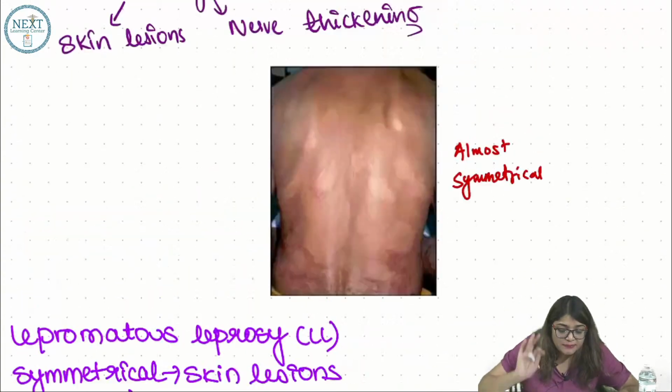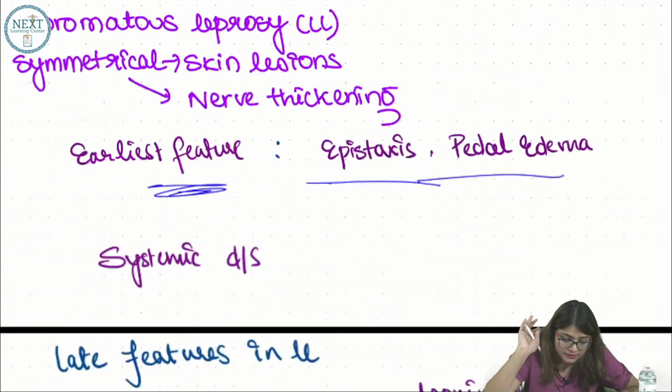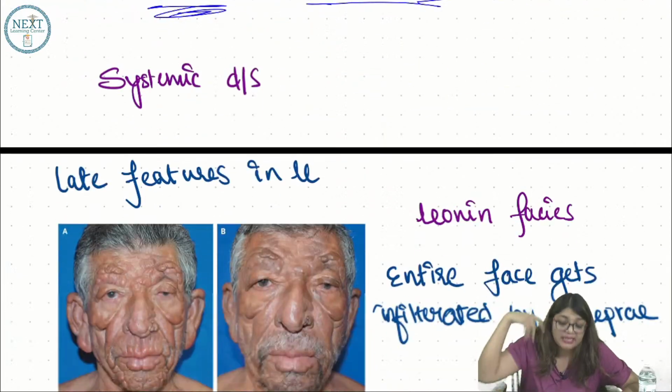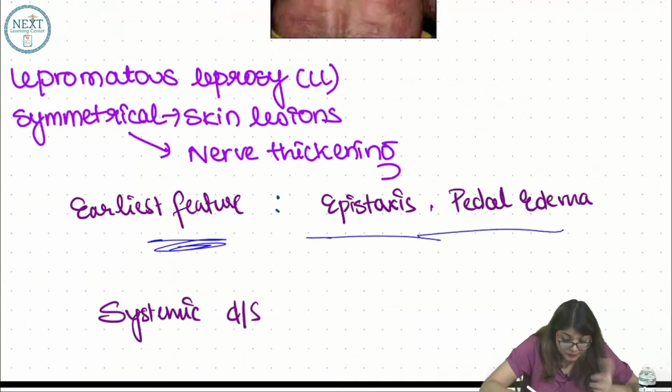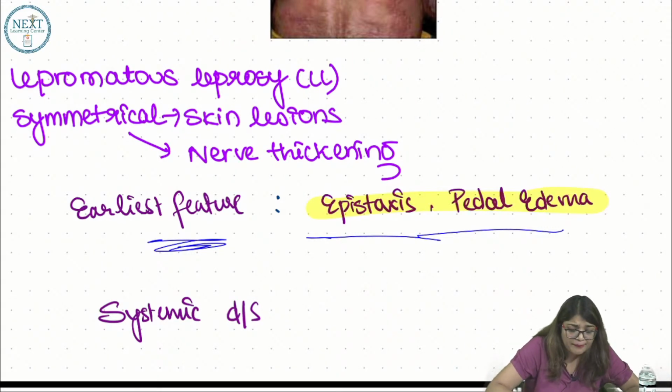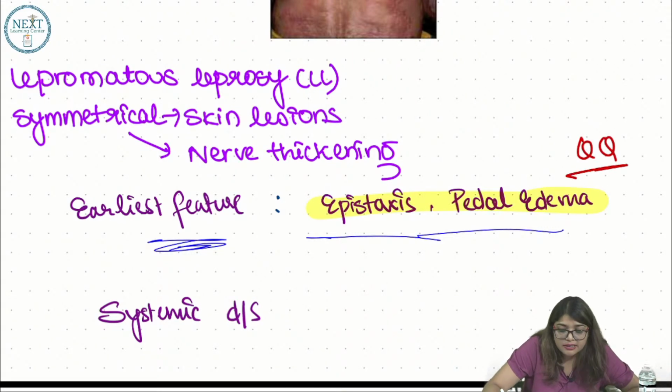Okay, so almost symmetrical lesions are seen in borderline leprosy. What about your lepromatous leprosy? Now this is the worst form of leprosy. The earliest features that we have are epistaxis and pedal edema. This question was also asked. It was a one-liner, right?